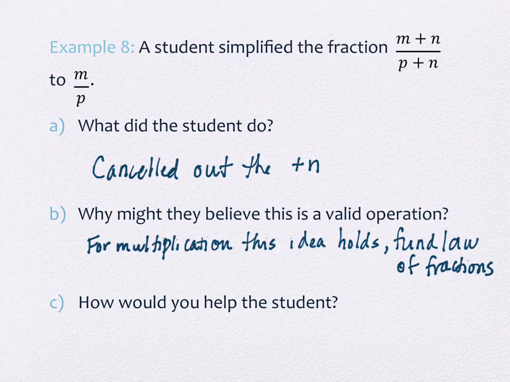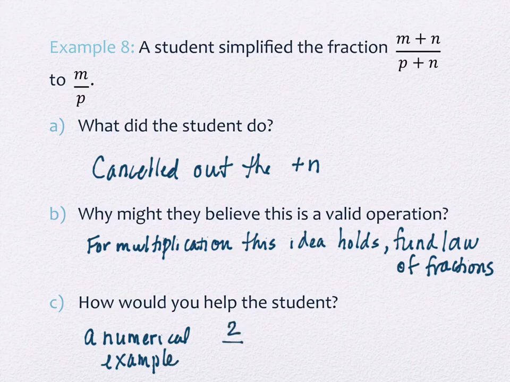Part B, the second: how would you help the student? I'm going to piggyback off what Brooke said, because I think it's a really good idea. You mentioned that because it's letters, it can be confusing. But if there were numbers, you might see more quickly why it doesn't work. So I think a numerical example helps a lot here. And there's nothing special about the numerical example that I'm going to pick. I'm going to pick 2 plus 3.